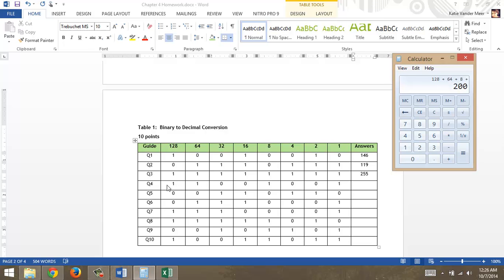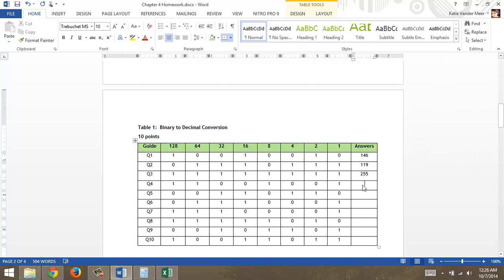128, I'm checking because these numbers are all looking the same. 128, 64, 8, 1, 201. There we go. So you want to finish out that table.